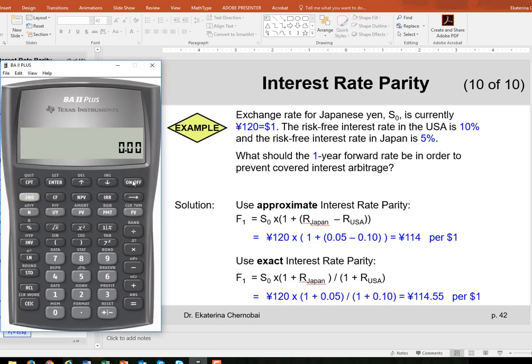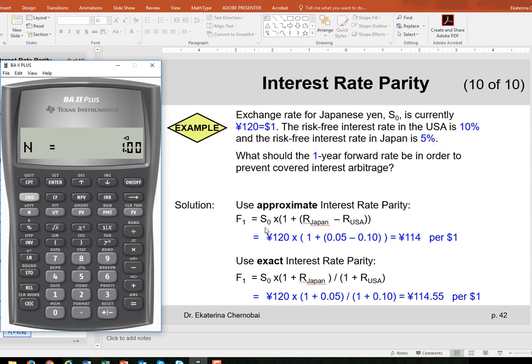Let's turn it off and back on. Let's clear everything and start all over. So we want to find the 1-year forward. It's like finding the future value after 1 year. So what's 1 year? That's our n equal to 1. So let me start with that. 1 N. What is the present value if we need to find the future value?